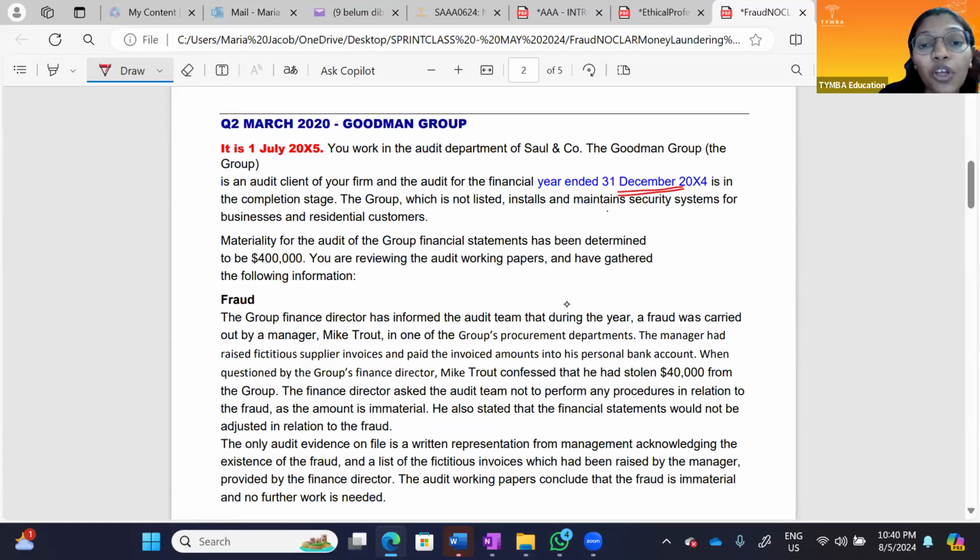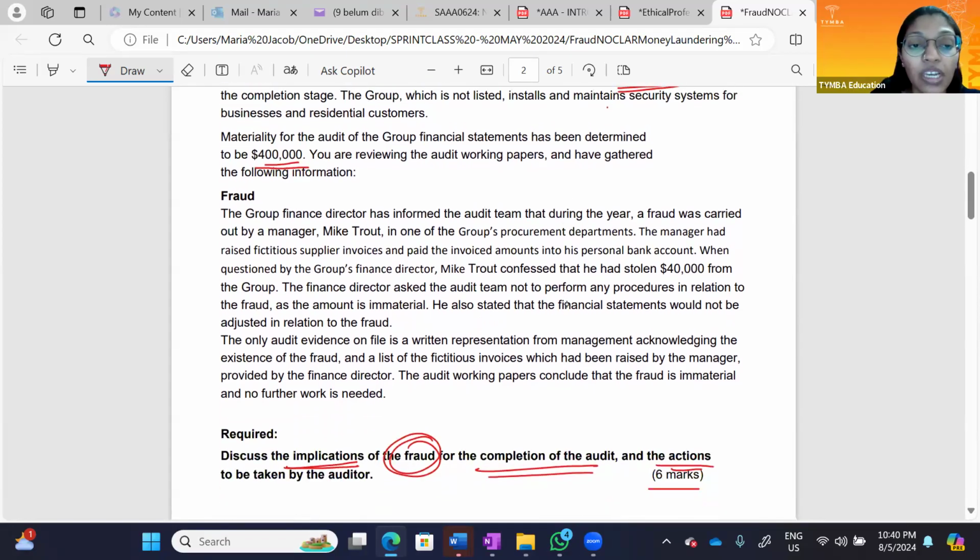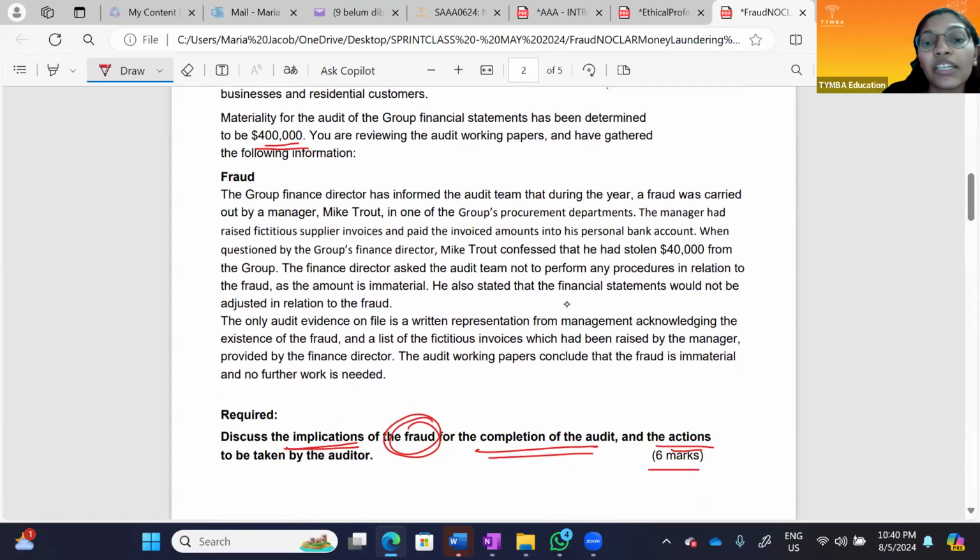Okay, now materiality for the audit of the group financial statements has been determined to be 400. So they have determined the materiality level. You are reviewing the audit working papers and have gathered the following information. The group finance director has informed the audit team that during the year, a fraud has been carried out by a manager, Mike Trout. So who's telling? The finance director is telling you. And who has done it is an employee.